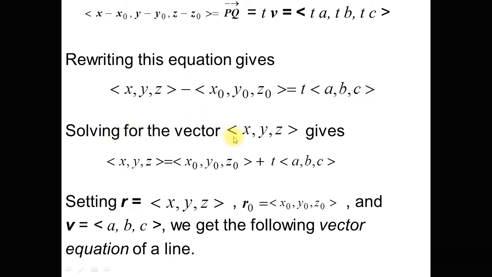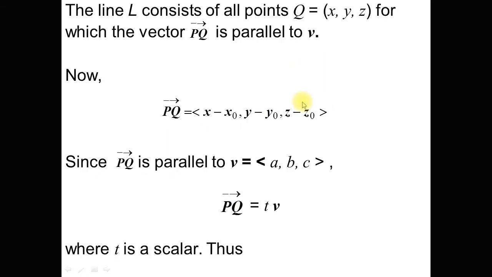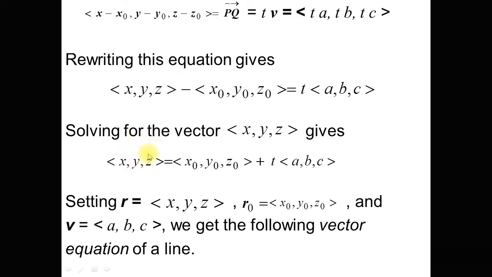Now solving for the vector (x, y, z), shifting the other vector to the right hand side, we obtain (x, y, z) equal to (x naught, y naught, z naught) plus tV. This is the initial point. Now setting R equal to (x, y, z), suppose this is R, and you see over here in the slide this is R. Now replace the vector (x, y, z) by R, and this by R naught, and this is the vector V. You see over here we get the following vector equation of the line.